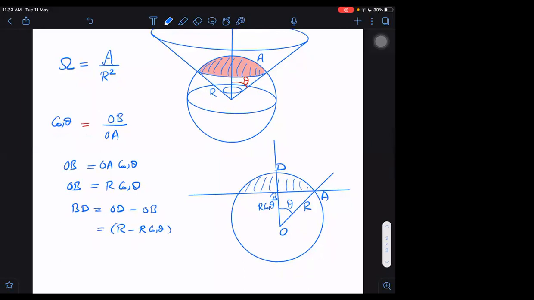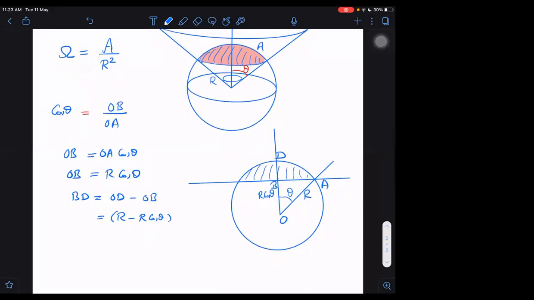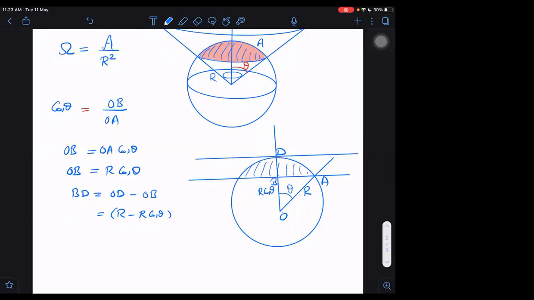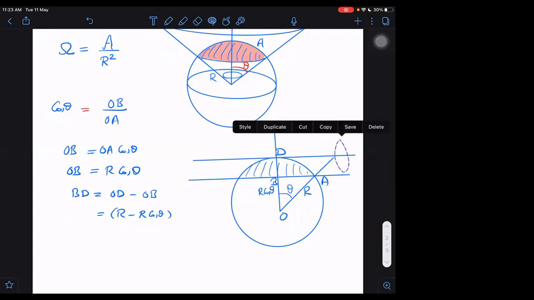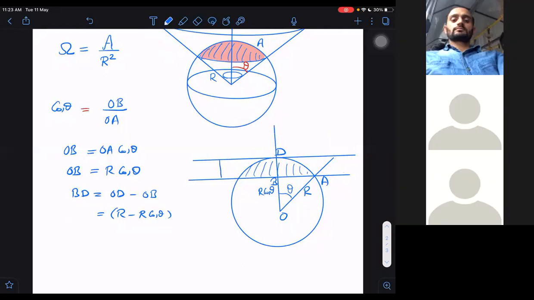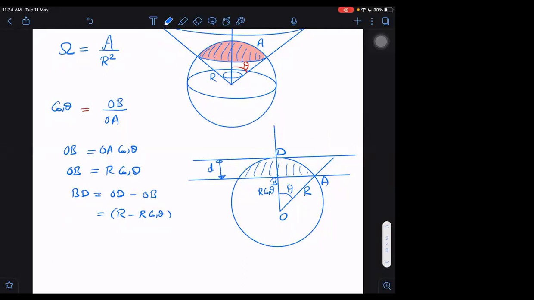I have told you one formula: if I have a sphere which is cut by two parallel planes, then what is the area between those two parallel planes? 2 pi r d. We are going to use it now. This shaded area is 2 pi r into d, but d is equal to r minus r cos theta.